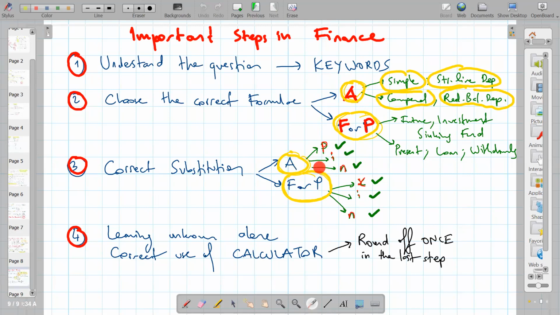And then you need to leave the unknown alone. You must leave the unknown alone correctly. It must be correct use of calculator. You can round off once in the last step. So it may take several steps. You may need to root it. You may need to use log. It depends on the question. You just need to be careful in this last step while you are leaving the unknown alone.